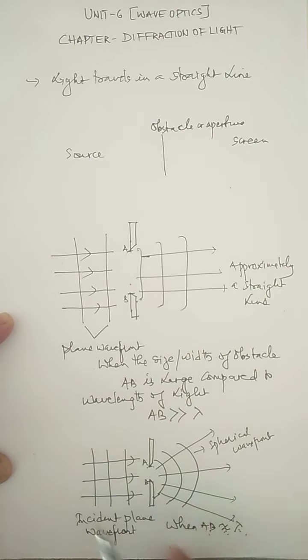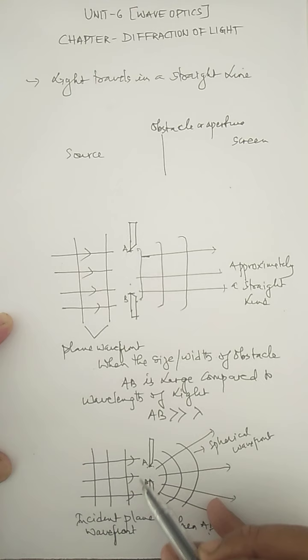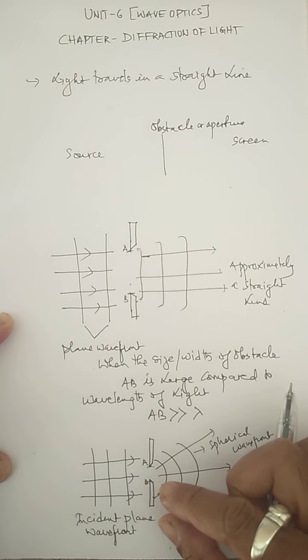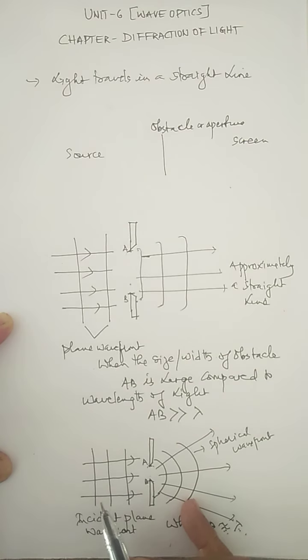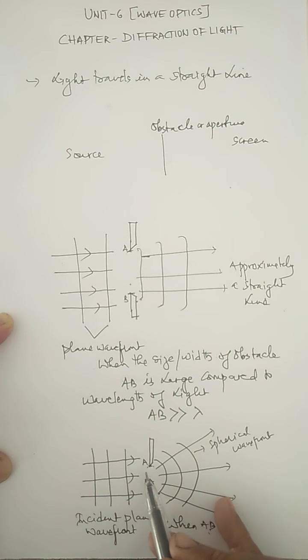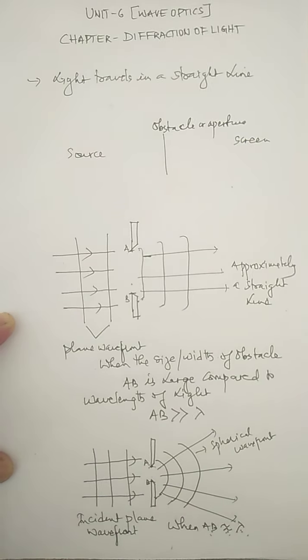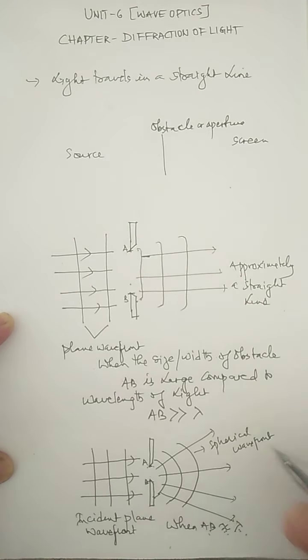So children, if you look at this diagram again, you can see the plane wavefront is advancing towards a very small aperture. Once it advances towards a very small aperture, most of this plane wavefront is reflected back from the aperture. Then only a very small portion of the plane wavefront passes through this aperture or slit, that is called AB. So in this case we can apply Huygens principle.